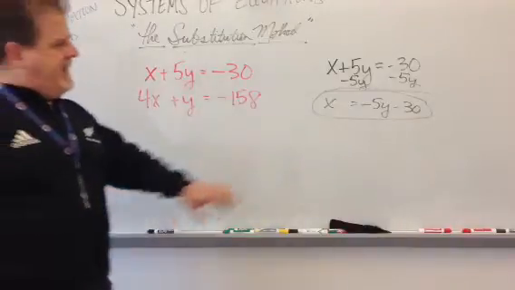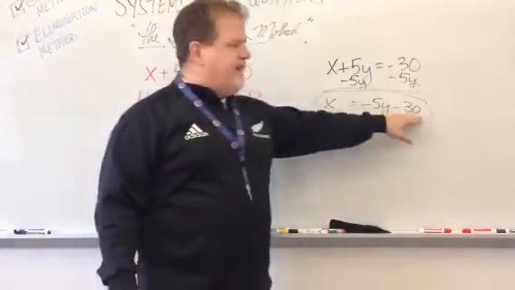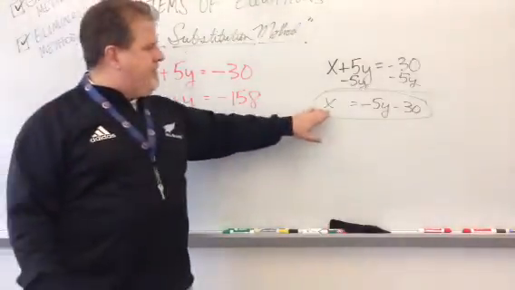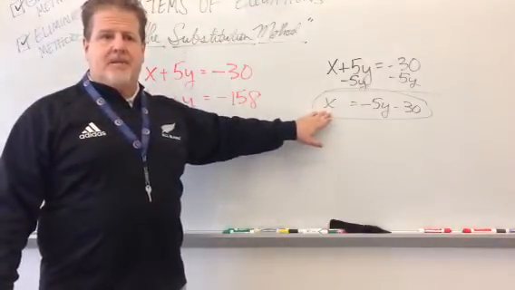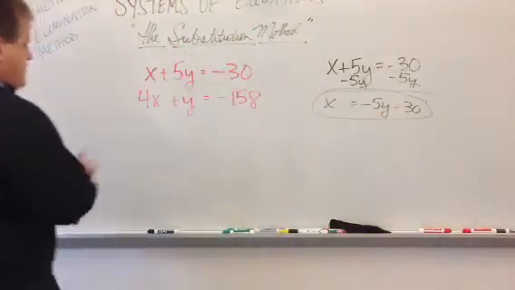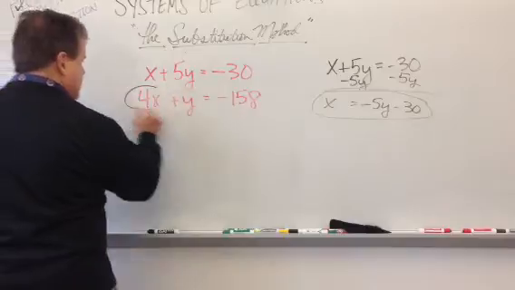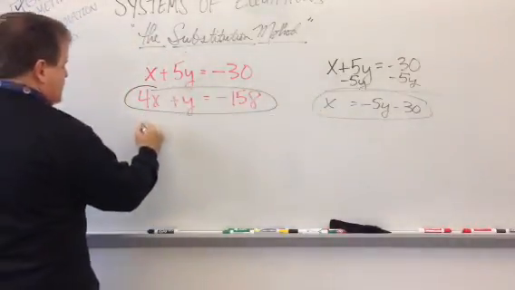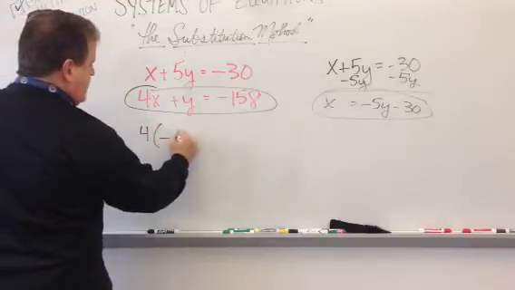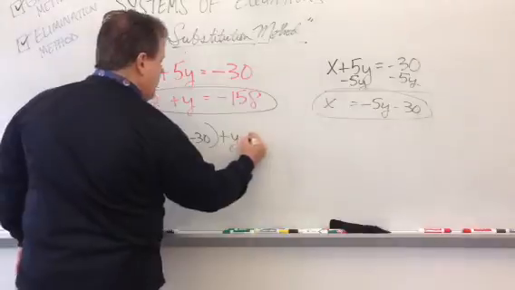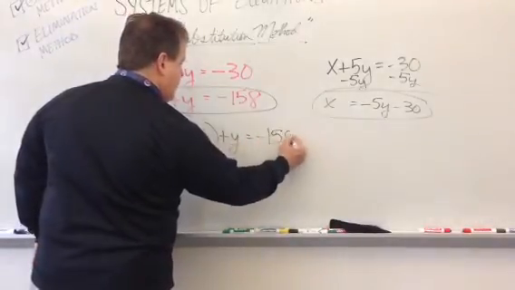What if I now said, okay, so x equals negative 5y minus 30. So let's now look at the second equation, and wherever I see x, I'm going to replace it with negative 5y minus 30. So we could do this. We're going to take this equation now, and I'm going to plug that into that. It's going to be 4 times (negative 5y minus 30) plus y equals negative 158.